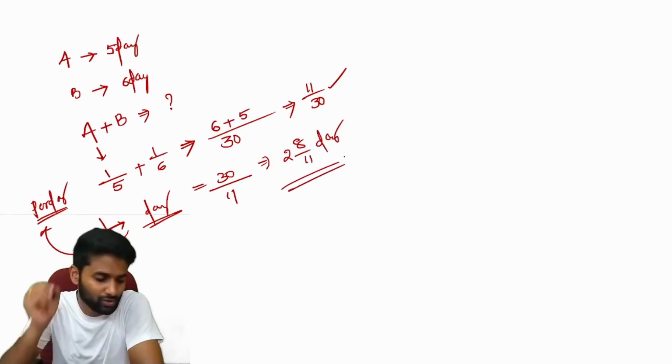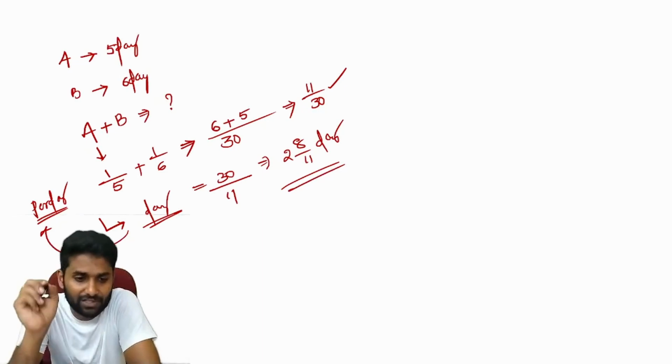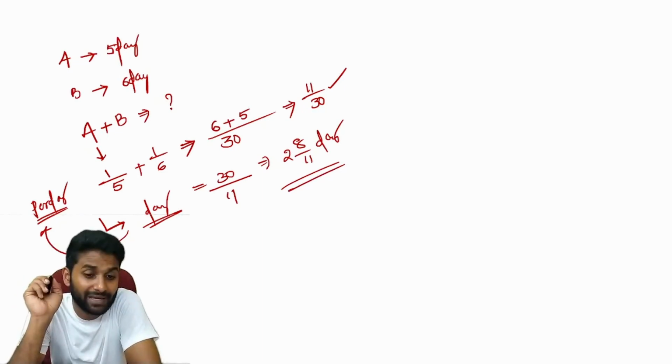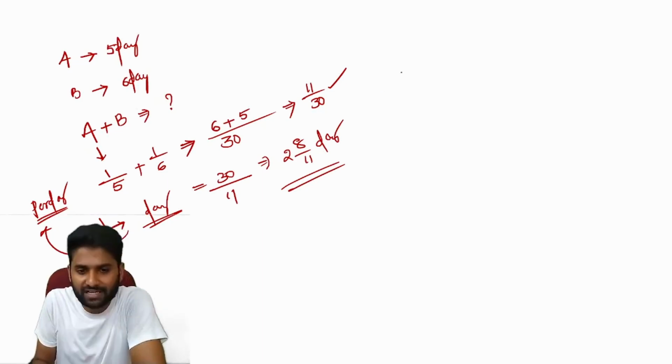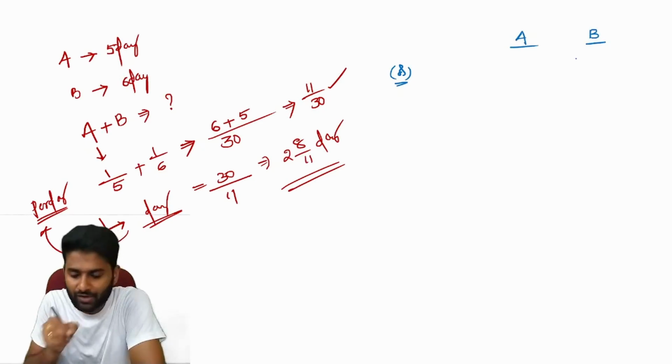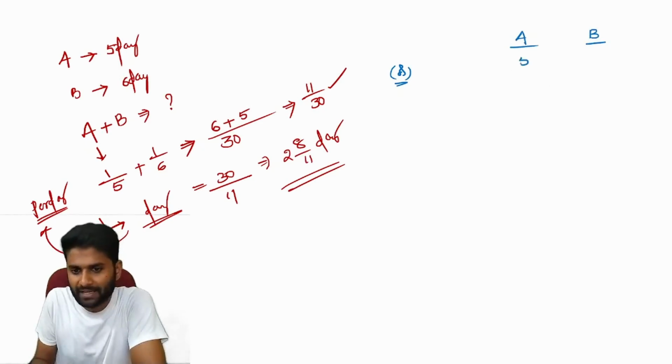If both work together, they will complete that work in 2 8 by 11 days. Now, my suggestion, don't go with the fraction method, guys. I will teach you another method. See, understand here. A, B. There are two persons involved in this work. A takes 5 days. B takes 6 days.